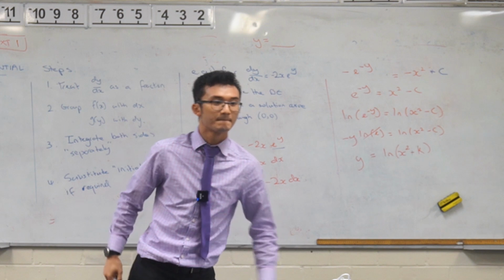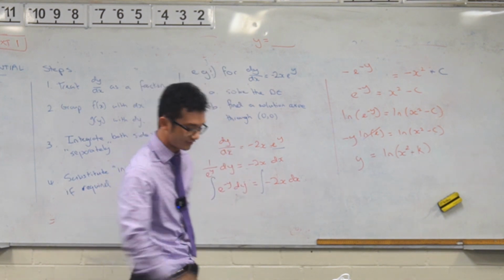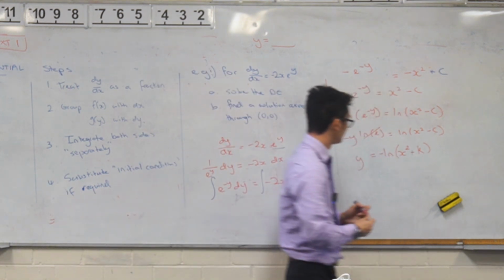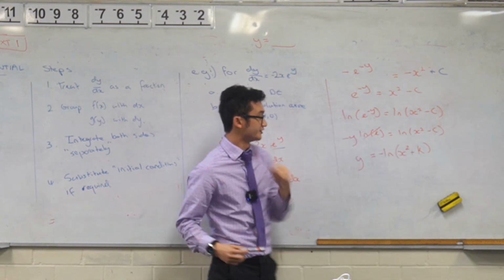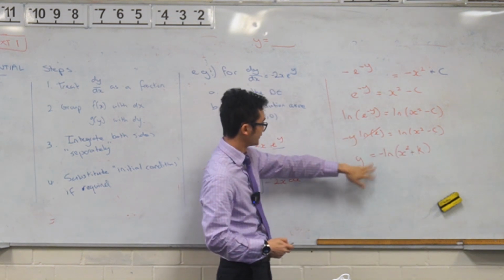Wait, where did the minus go? And where did it go? Sorry, the minus should be here. Okay. Yeah, sorry, good spot, James. So I multiply both sides by -1, that should be a negative as well.